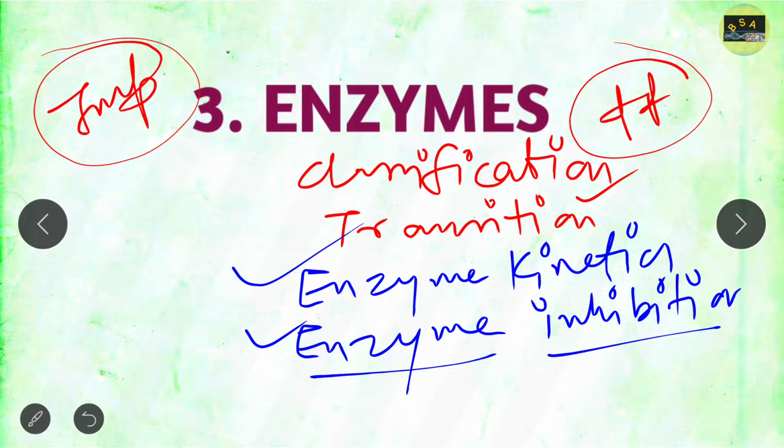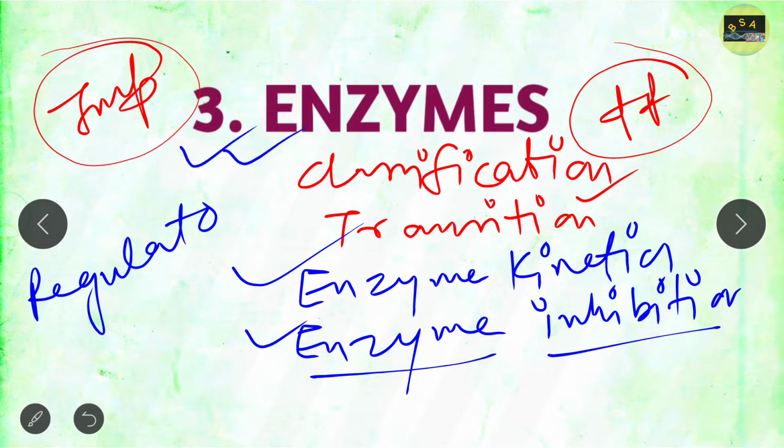Apart from this, you can read the regulatory enzymes, what the feedback mechanism is, all these things, and chymotrypsin, ribozymes, isozymes. Note it down: chymotrypsin, ribozyme, aspartate protease, isozymes, zymogen. You have to read all these enzymes very carefully. This is one of the most important topics from where you will definitely get questions. So please go through all these topics of enzymes.